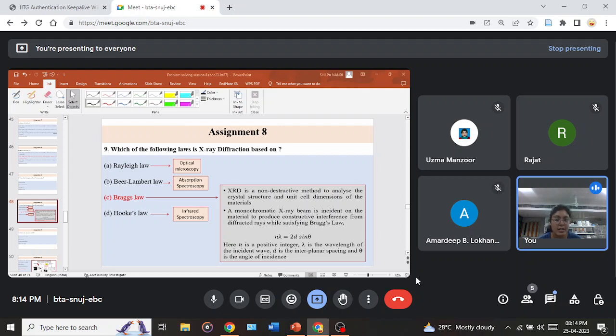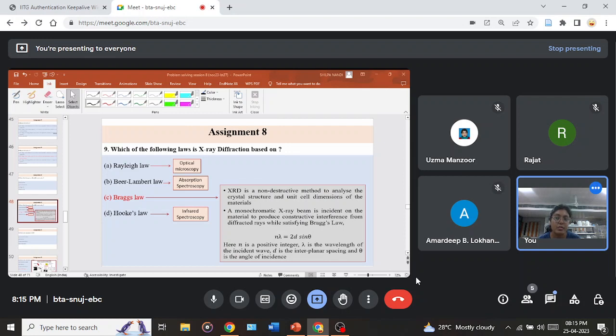So in case of XRD, what happens? A monochromatic X-ray beam is incident on the material, which produces a constructive interference from the diffracted rays, which satisfies Bragg's law. Rayleigh law is the basis for optical microscopy. Beer-Lambert law is used in absorption spectroscopy, whereas Hooke's law is used in infrared spectroscopy.